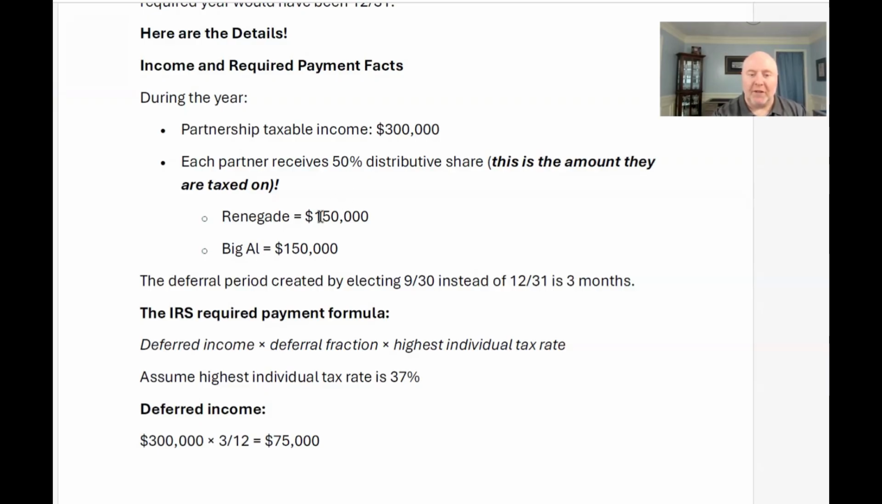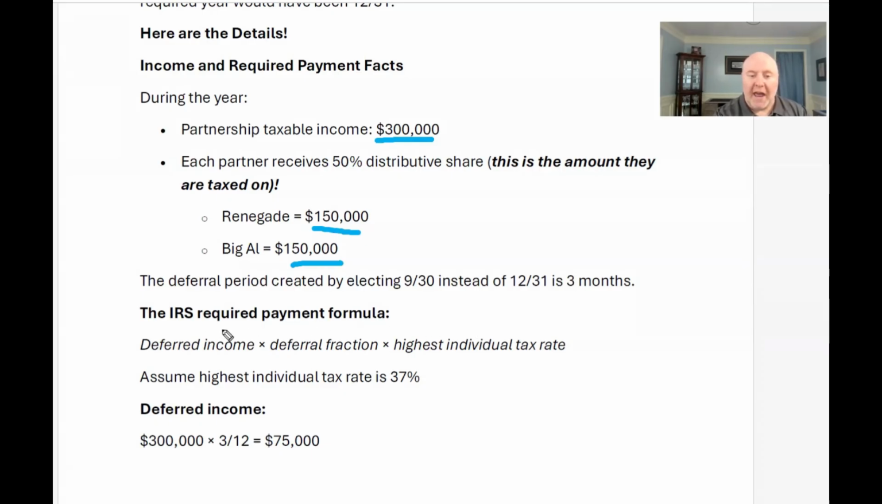But anyways, we're saying that they had $300,000. They're both 50% partners. So because of that, what we have is $150,000 each, right? So we have $150,000 each, which is their 50% share of the taxable income. So their distributive share is 50%, which gives us $150,000 each. Great. That's what they're taxed on. We know that. All right. Well, let's keep looking through here.